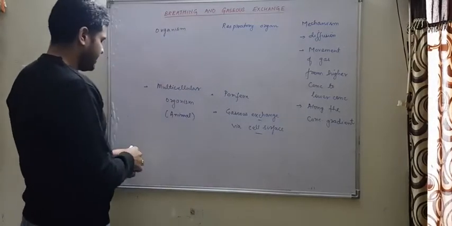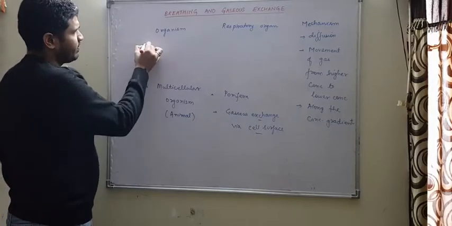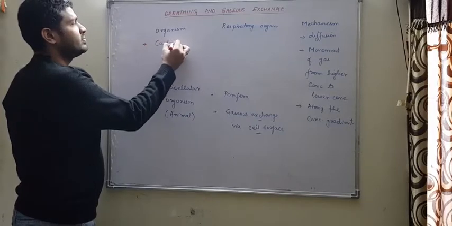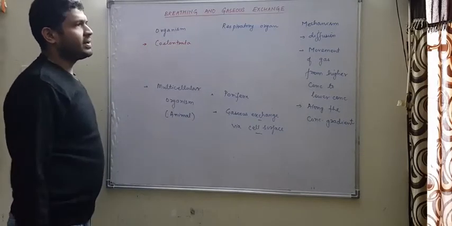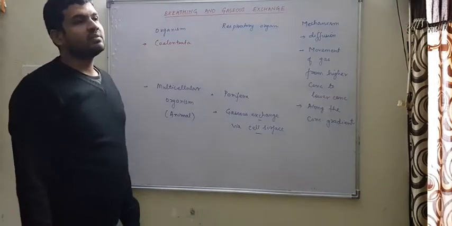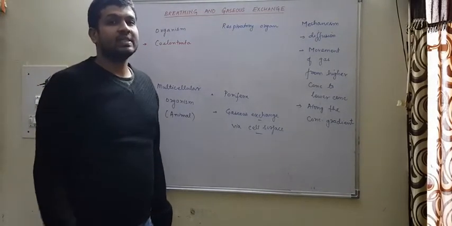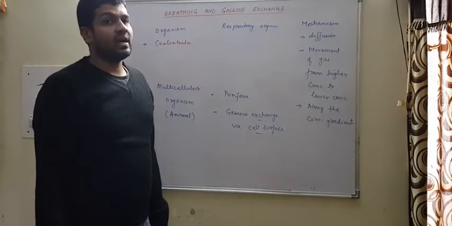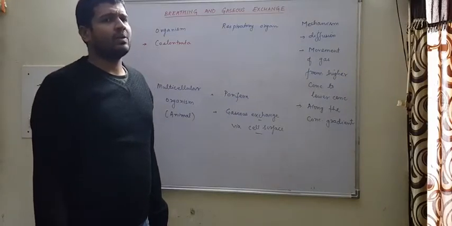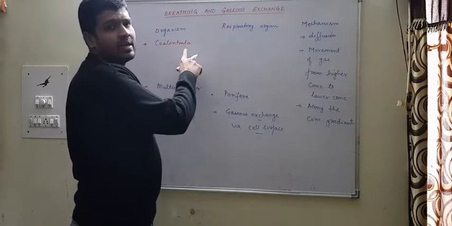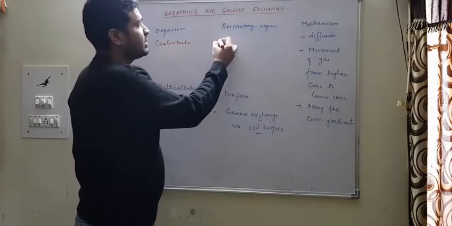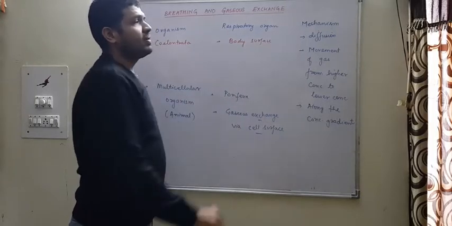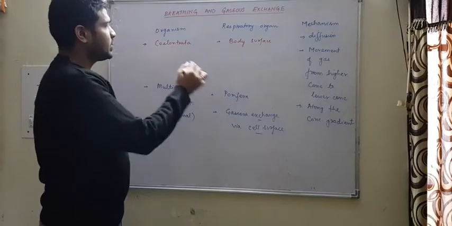After poriferans, you have Cnidaria. What kind of organisms are these? These are higher than poriferans. These have a tissue level of organization, and we see that in Cnidaria also the respiration takes place through the free body surface.